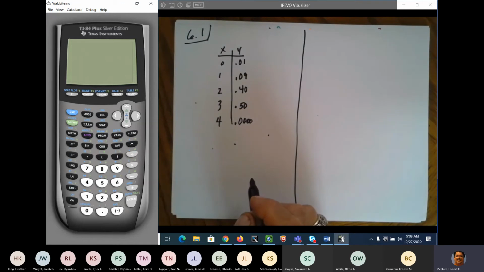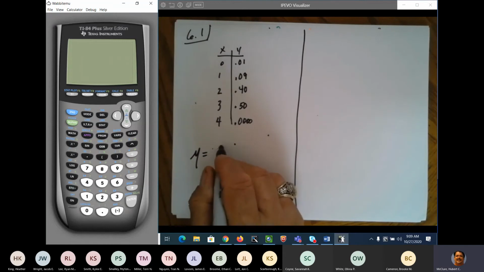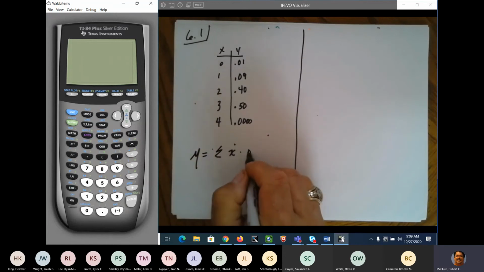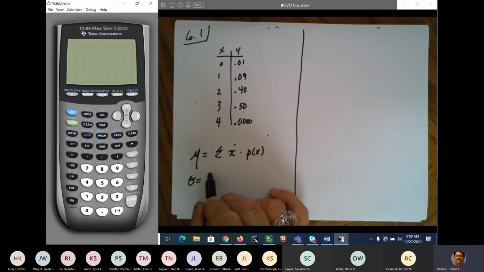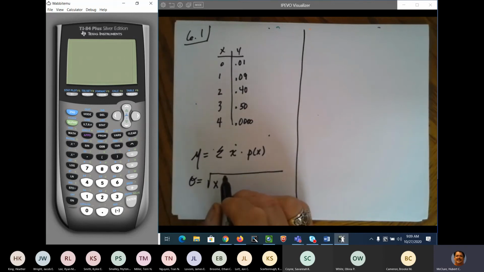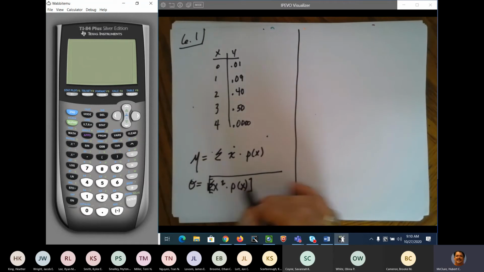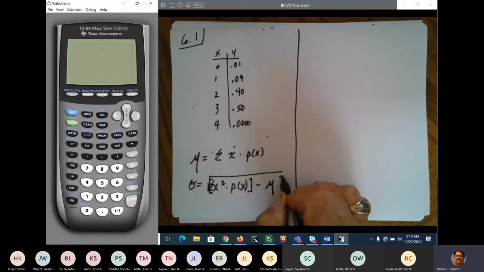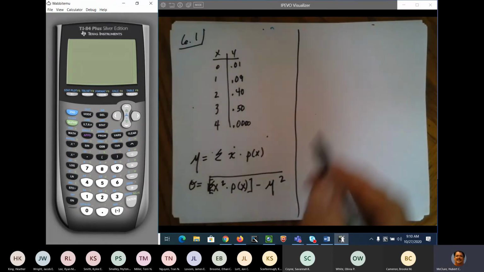And you've got to find the mean, which is equal to the summation of x times P(x). And you've got to find the standard deviation, which is the square root of the summation of x squared times P(x), subtract mu squared. Okay?